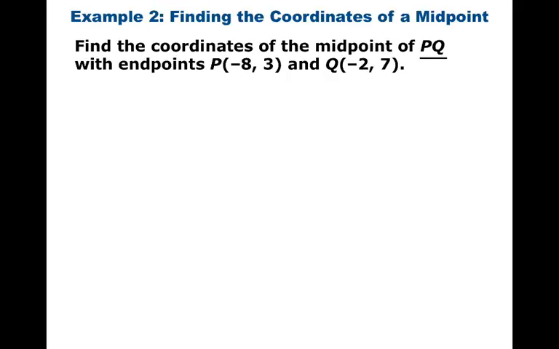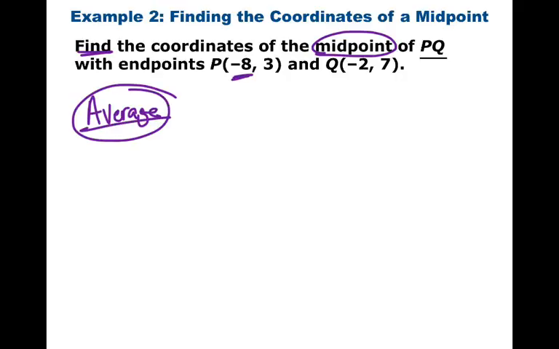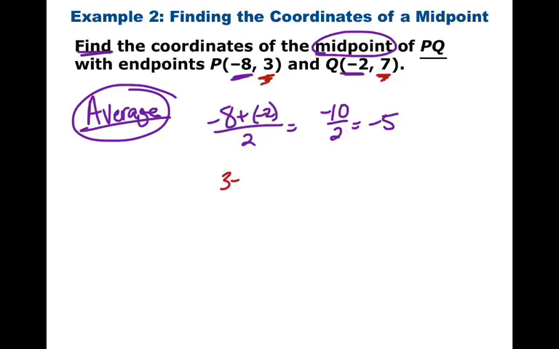All right, and this one, it just says find the midpoint. Midpoint is the same thing as the average. So find the average of your x's, find the average of your y's. Average means add them together and divide by how many you have, so add them together and divide by 2. For that one, our x's are negative 8 and negative 2. Add them together, that's negative 10. Negative 10 divided by 2 is negative 5. And then for your y's, 3 plus 7 is 10. 10 divided by 2 is 5.